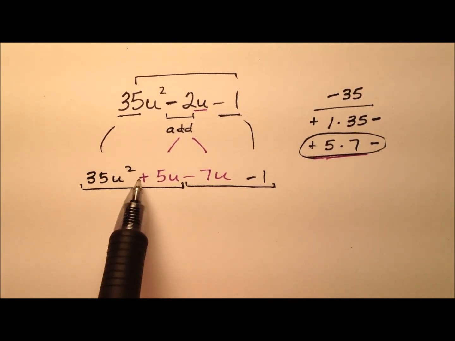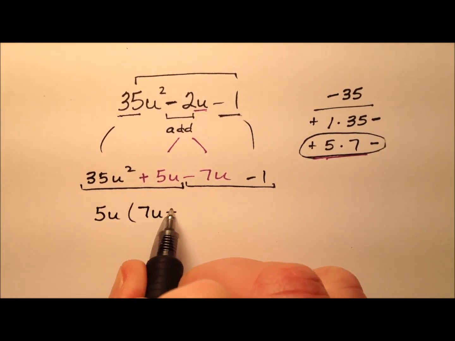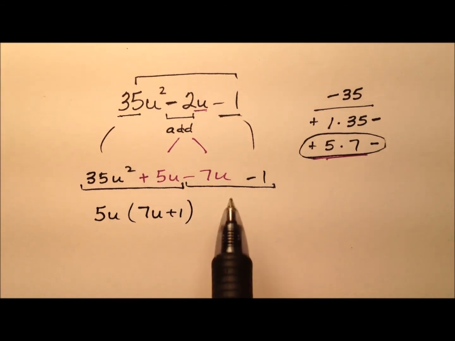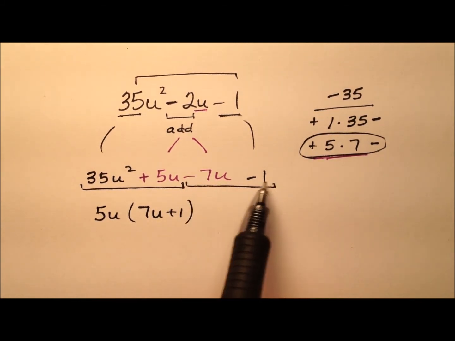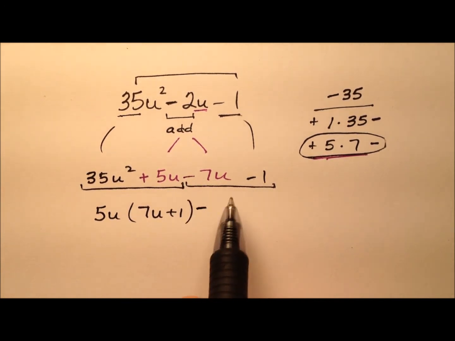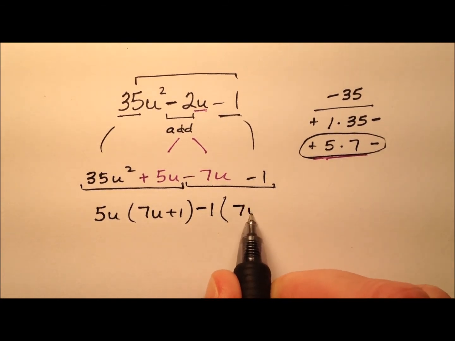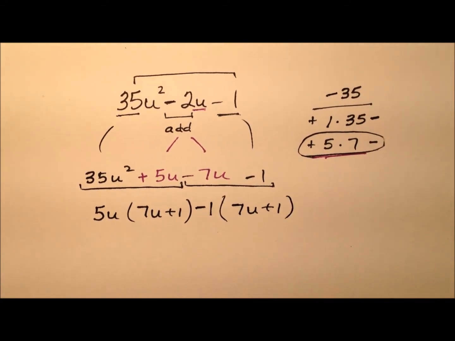So from the first pair, it looks like we can pull the 5u out. And when I do that, it looks like 7u plus 1 will be left over. And here in the second pair, I have a negative 7u minus 1. So it looks like I'm going to pull a negative out, and the greatest common factor then is just negative 1. So I'll have left over 7u plus 1.